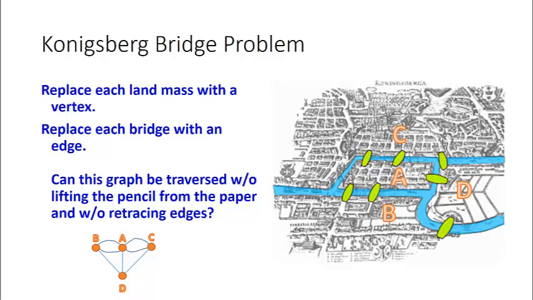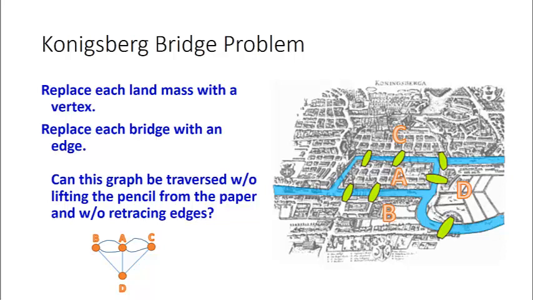It was revolutionary at the time to recognize that the size of the land masses and the lengths of the bridges didn't matter. The only thing that mattered was that basic structure. And that was the beginning of what we now call graph theory. So that's your history lesson for today.